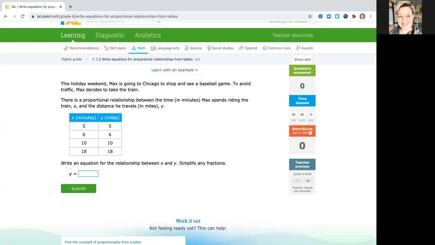Okay, hopefully you have finished section I1, and we're starting in section I2. If you haven't done I1, make sure you go back and do it now. In section I2, we are writing equations for proportional relationships from tables. So we're going to use the same skill we did, but we're going to find out how to write an equation to solve for y if all we have is the x variable. So this is getting into some of our pre-algebra skills.